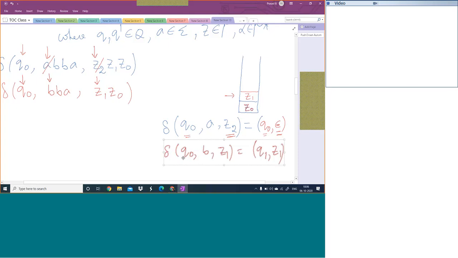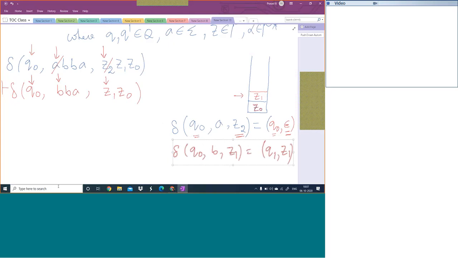So what is the meaning of this move? Here del of Q0 comma B comma Z1 means whenever the machine is in Q0 state and if input symbol is B and if the topmost symbol in the stack is Z1, then change the state to Q1. Change the state to Q1, and what I wrote here is Z1, and the top symbol here is Z1. So the same Z1 I wrote here means you don't disturb the Z1, don't touch the stack. You just keep the stack as it is. Whatever the top symbol Z1, you just remain it. Don't make any changes in the stack. So as per this, what will happen here?